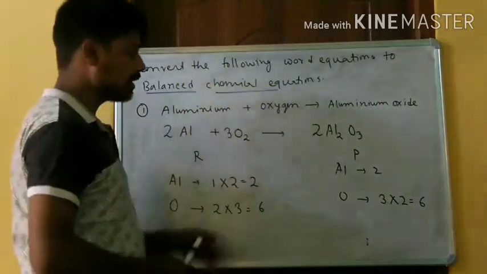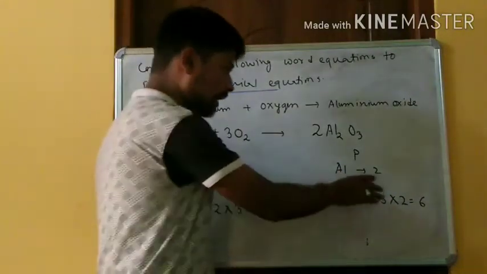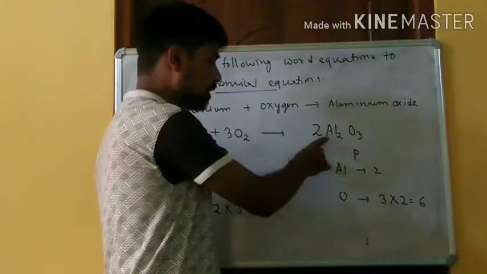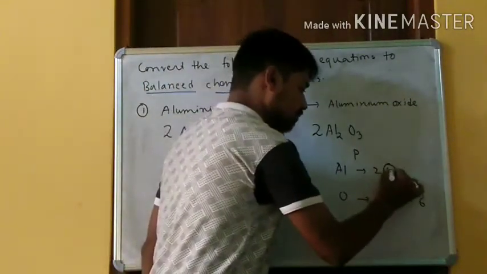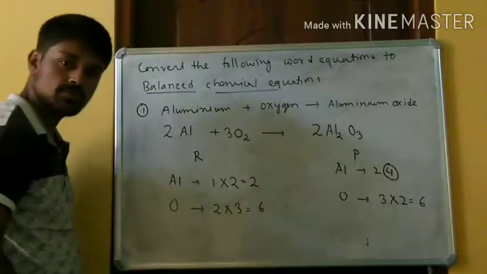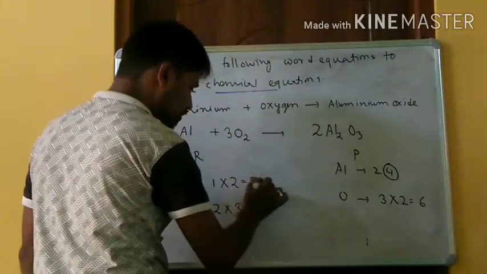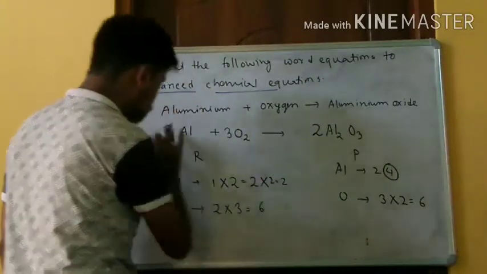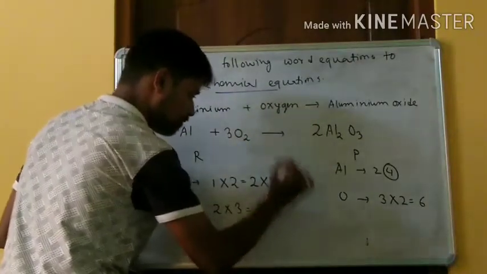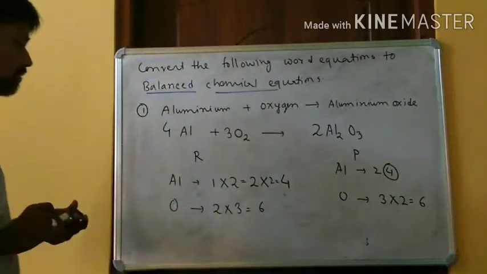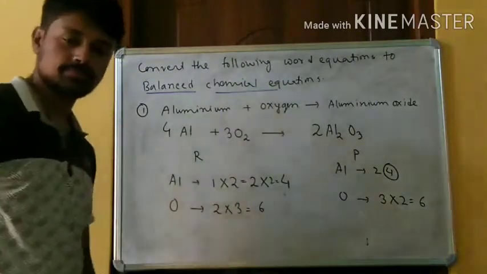But as soon as we add 2 here, the number of aluminum is changed. Earlier it was 2, now it will become 2 into 2, 4. It becomes 4. But this side is not 4. So again we have to multiply it with 2. So write 4. Now see, all the elements or atoms are balanced.